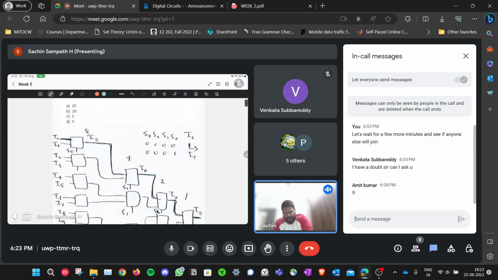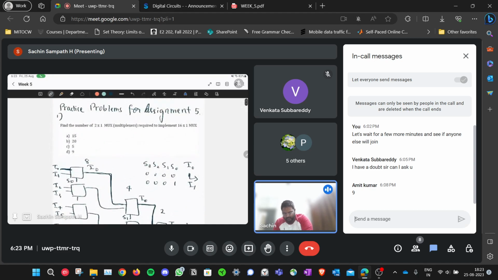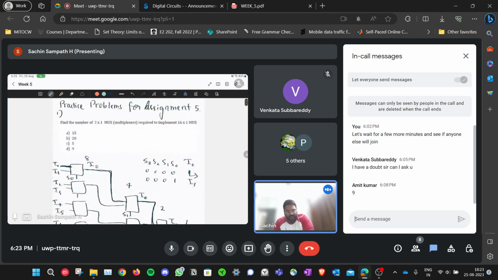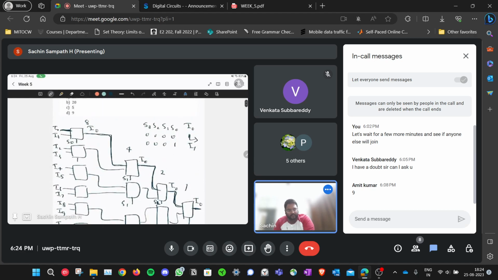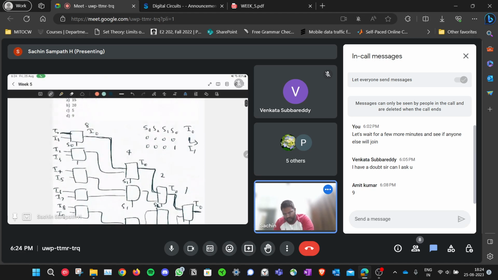If you see the truth table, you could try with a smaller combination. You could try an 8:1 mux with several 2:1 muxes and see how it works out. You can write the truth table and check.